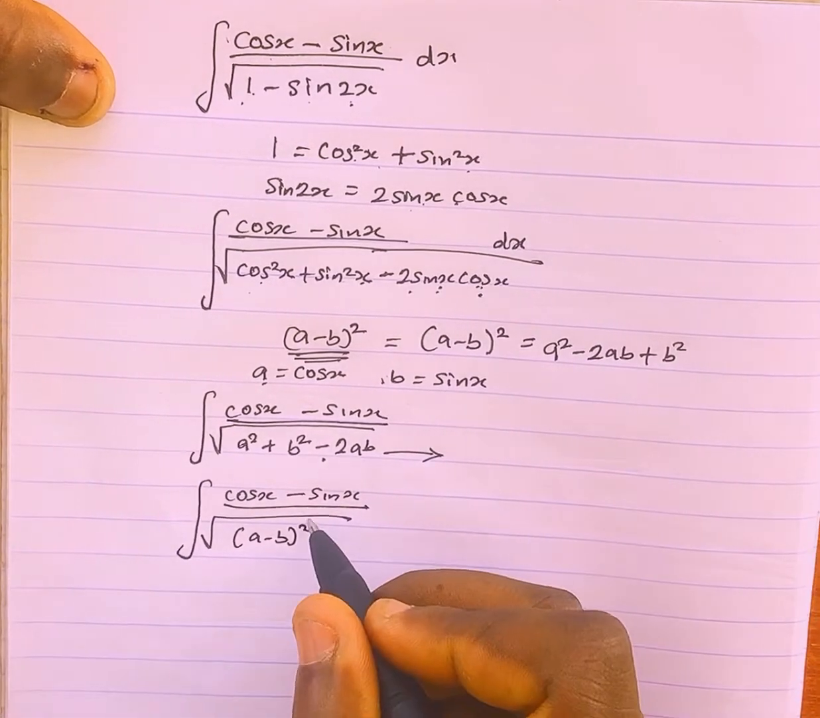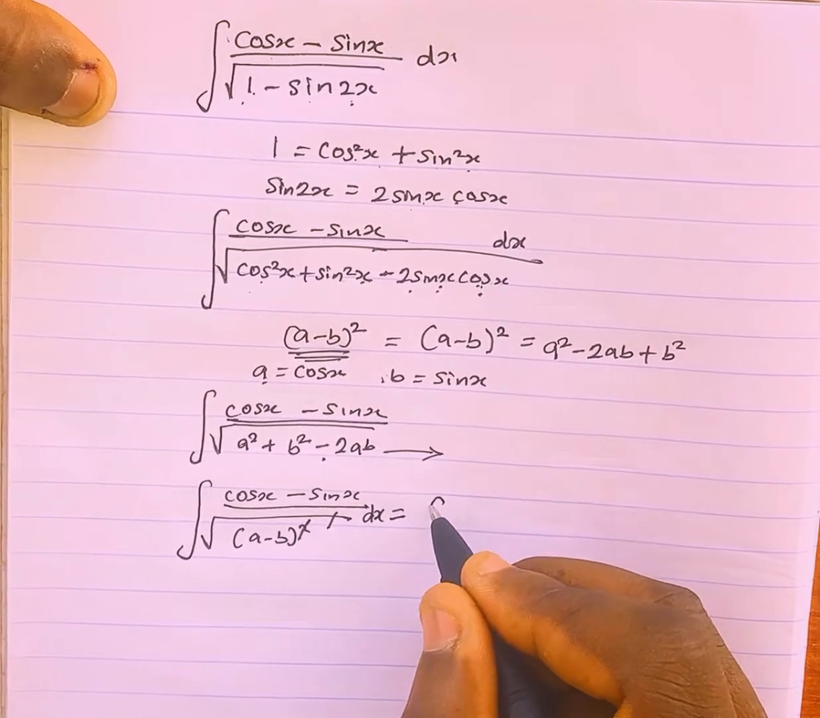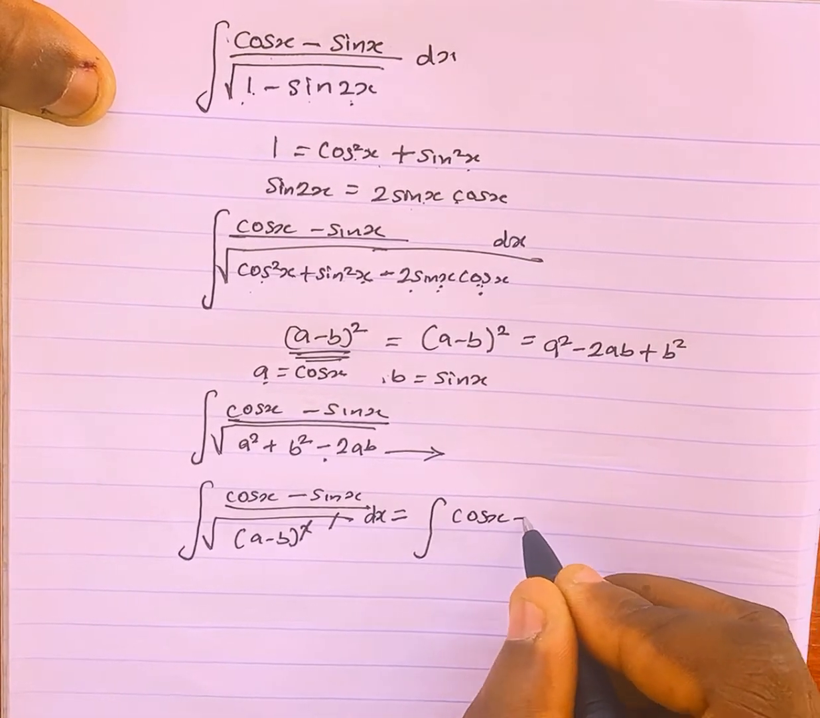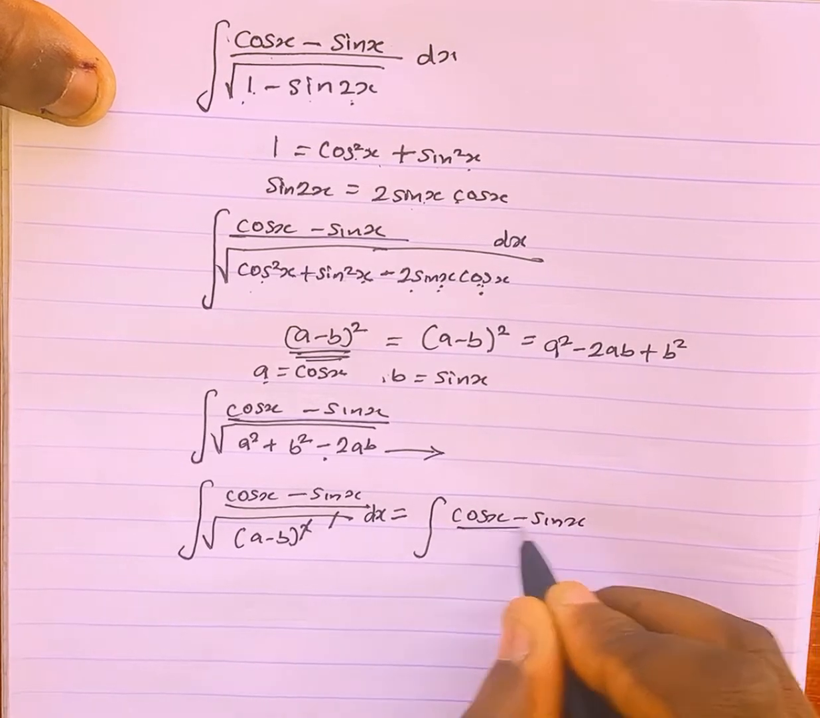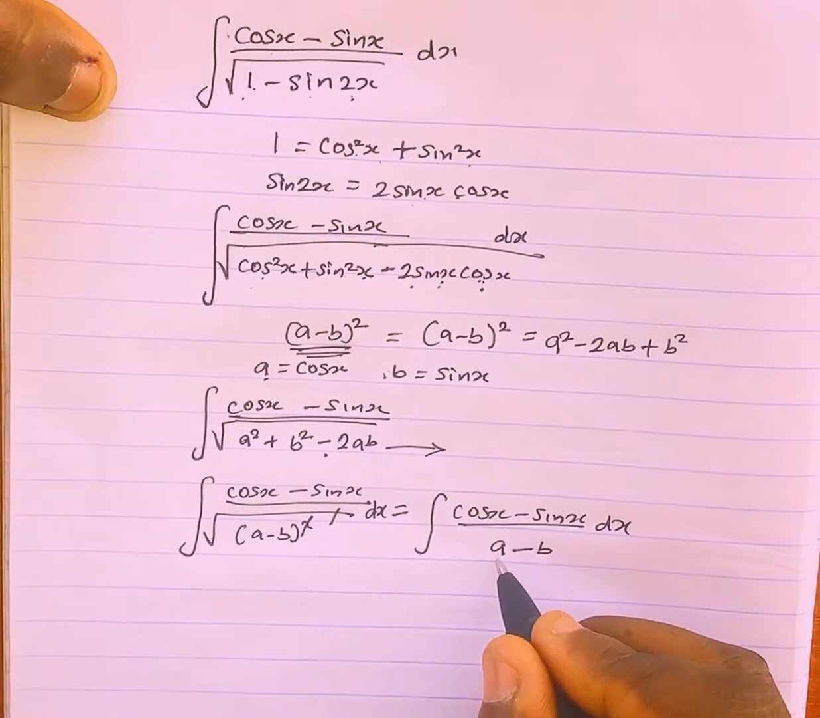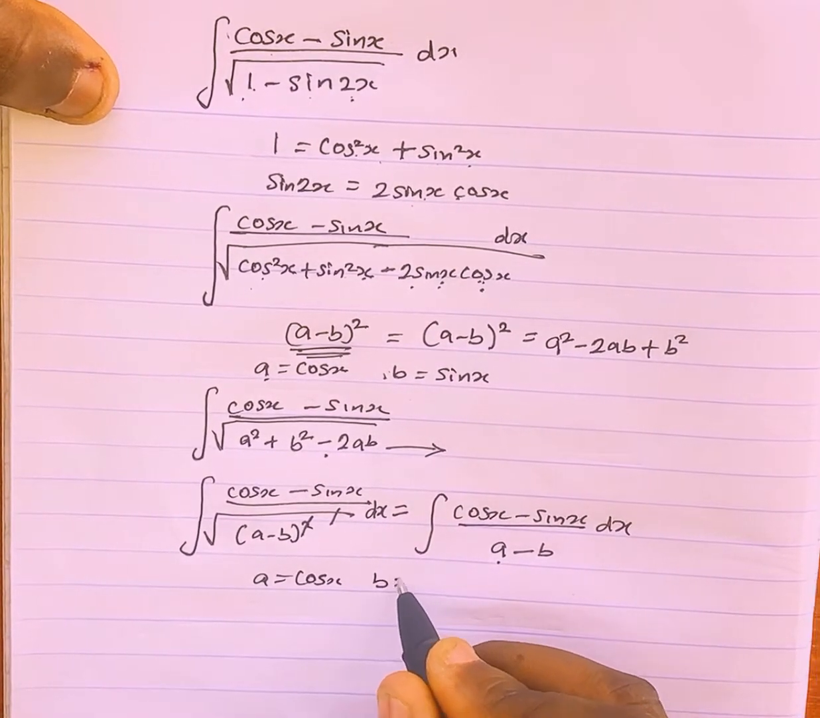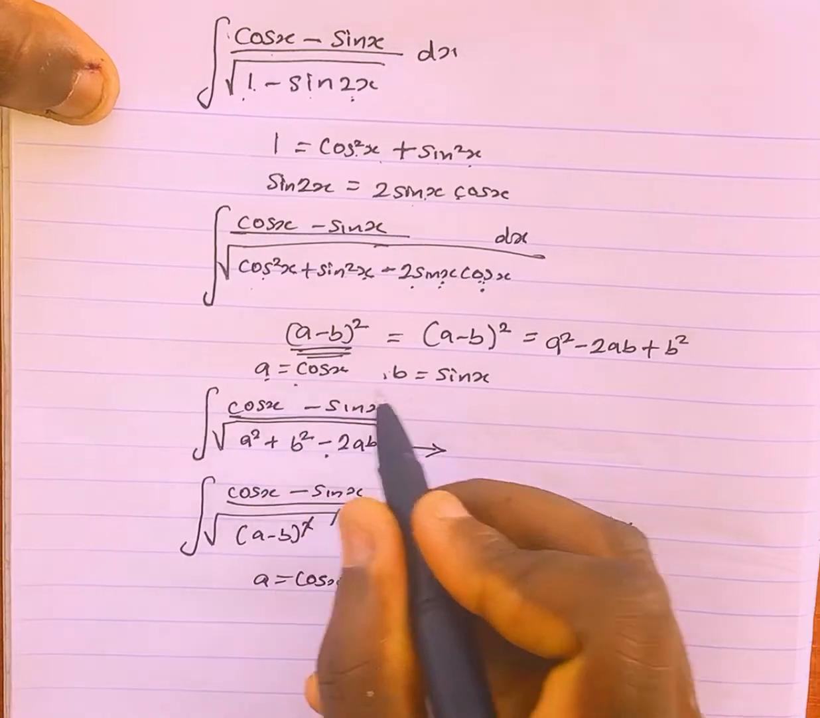So the square can cancel the root. This particular integral changes to the integral of (cos x minus sin x), all divided by (a minus b) dx, right? Then what's our a? Our a equals cos x, and our b equals sin x, right? Which is this and this.